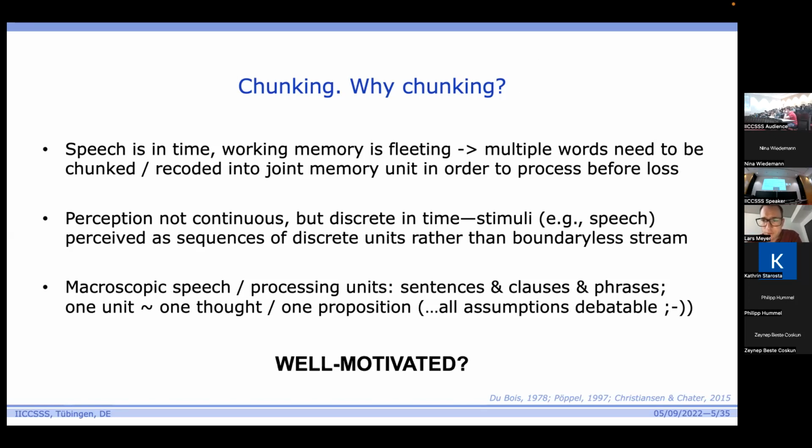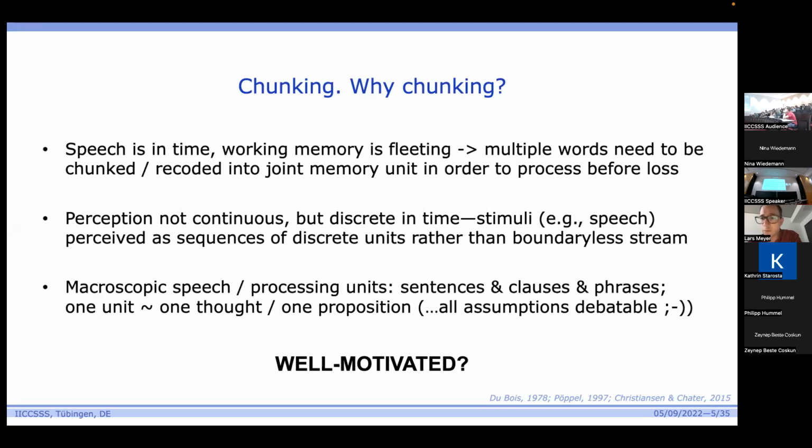Hopefully this is well motivated. Yeah, there's reason from cognitive psychology to think that is all the case. There's reason from neurophysiology to think about discrete perception. And there's all those reasons from psycholinguistics and theoretical linguistics to claim that there's macroscopic units that are not just phonemes or syllables, but they're abstract units.